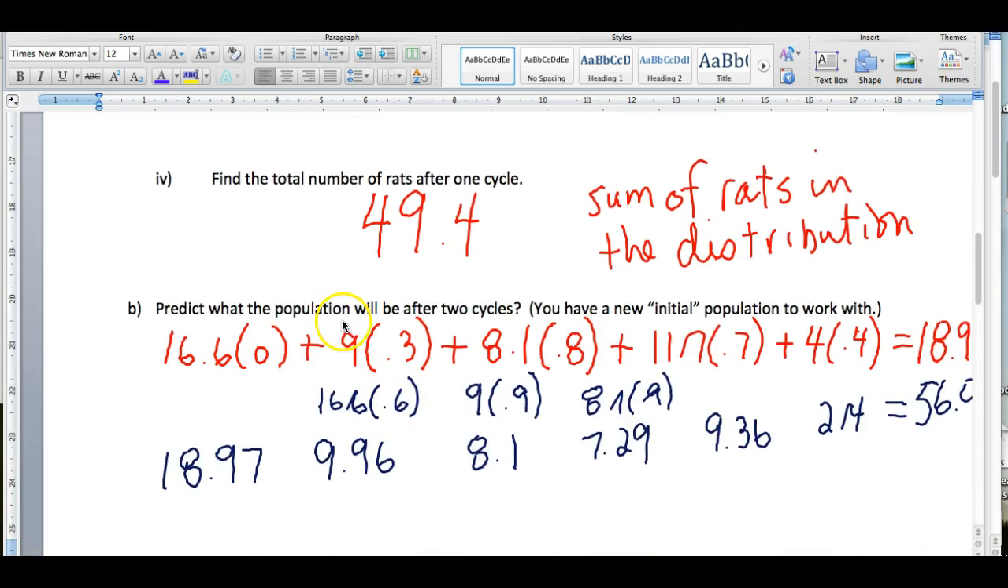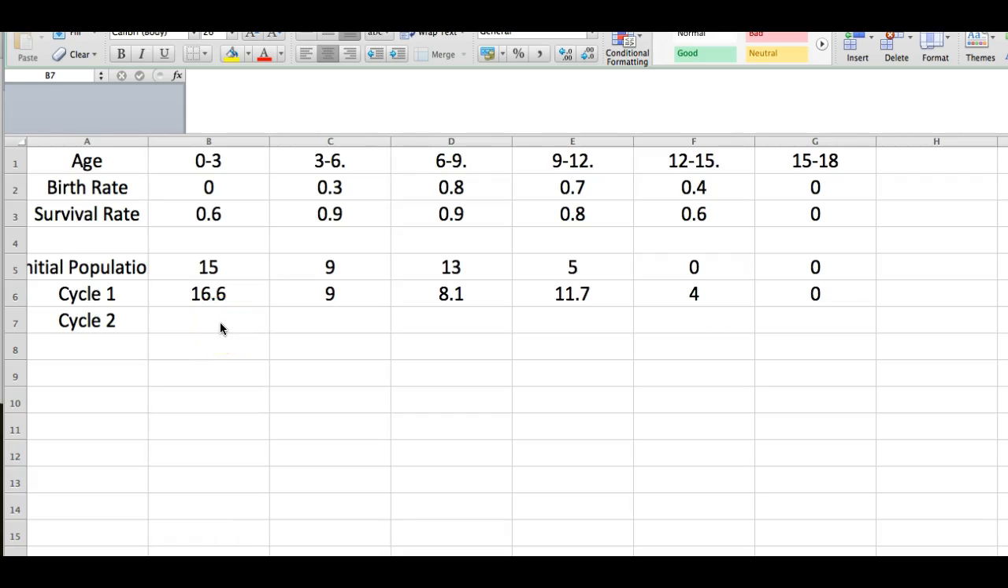Okay, then predict what the population will be after 2 cycles. So let's go to the spreadsheet and do it that way. Once again, I need to find the babies. So I'm going to take this new number. I ignore all these numbers now. They're gone in my mind. I'm taking these new numbers and using all of these. So I'm going to take 16.6 and multiply by 0. That would give me my number of babies here. So I'm going to take this number and multiply it by 0. Obviously, that's going to be 0.